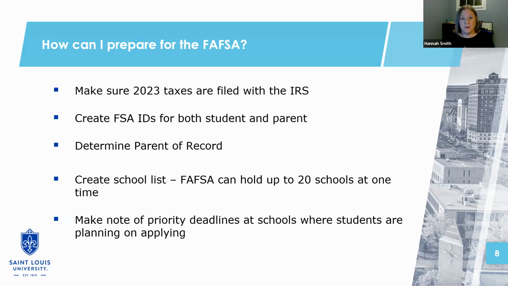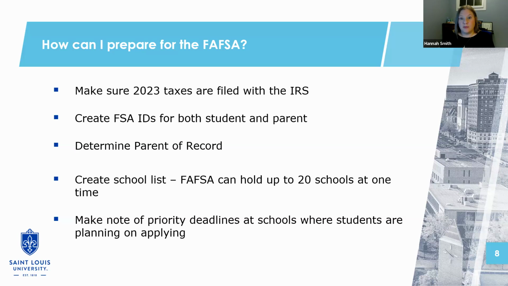If it truly is 50-50, both parents contribute equally to the student's financial support, then FAFSA says that the parent that earns more needs to be the parent of record for the student. This is completely up to the family's discretion to determine who provides more financial support for the student and who needs to be the parent of record on the FAFSA.